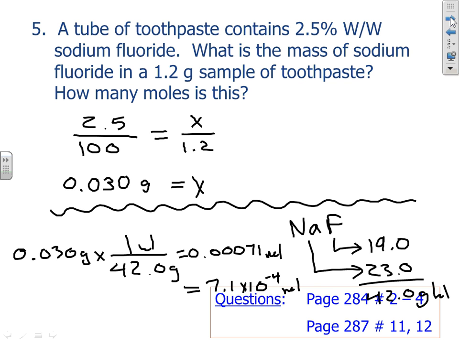Oh, and I wrote on it. Well, that sucks. My eraser doesn't work. What does that say? That says 284, numbers 2 to 4.